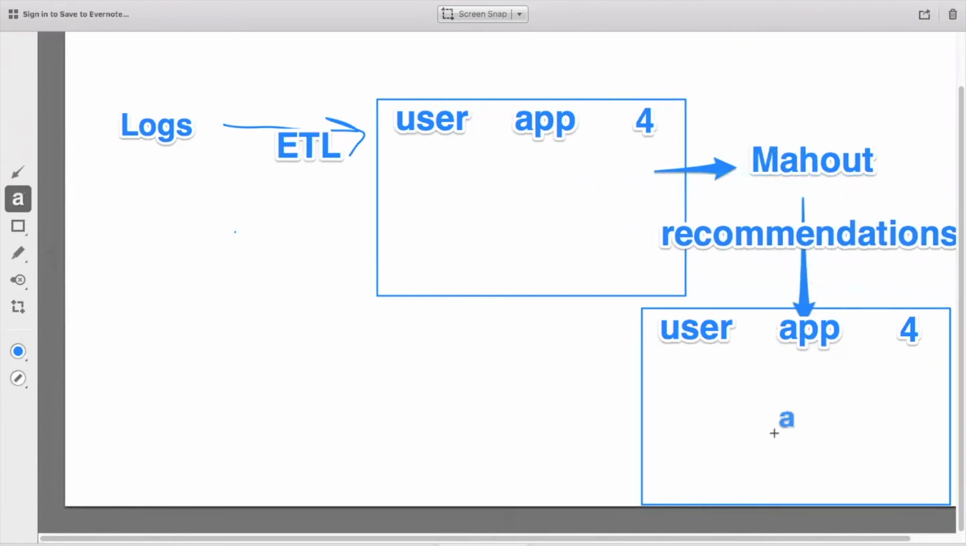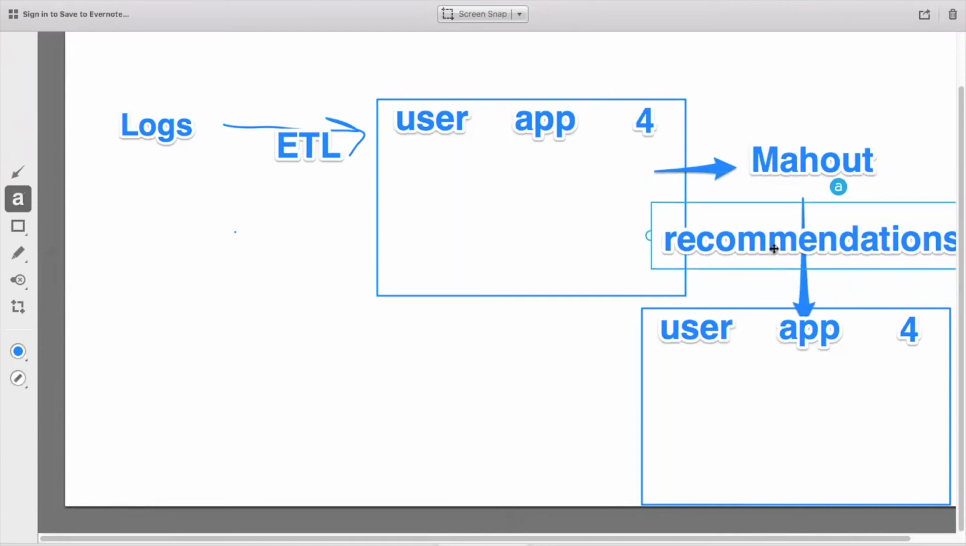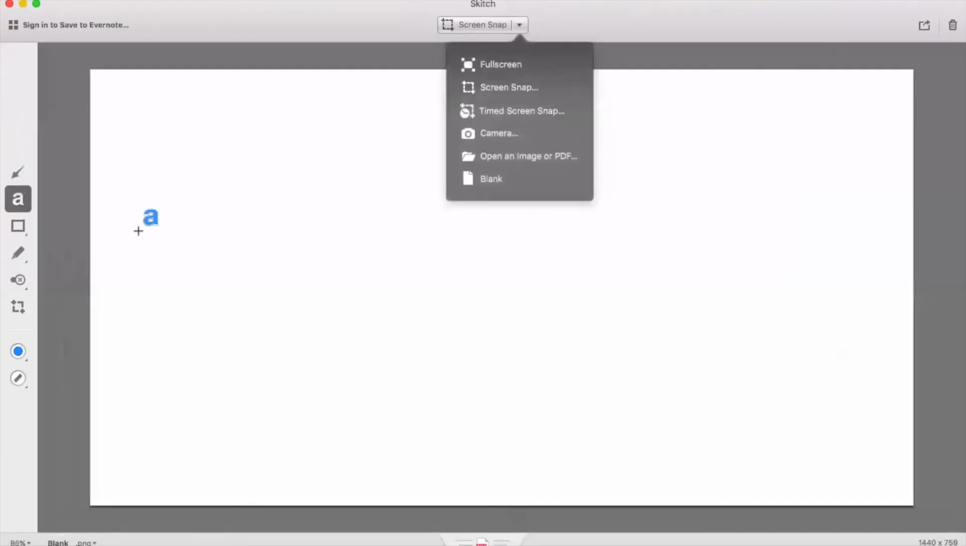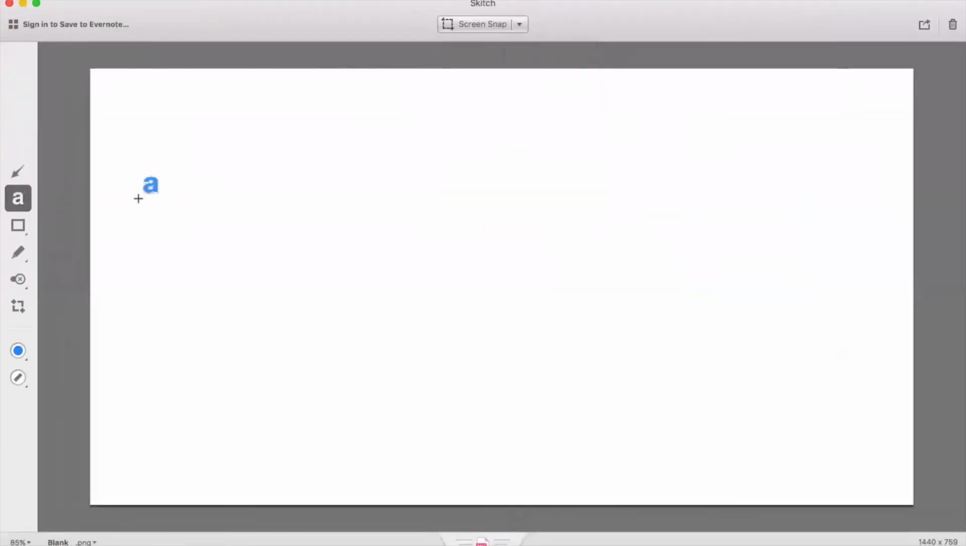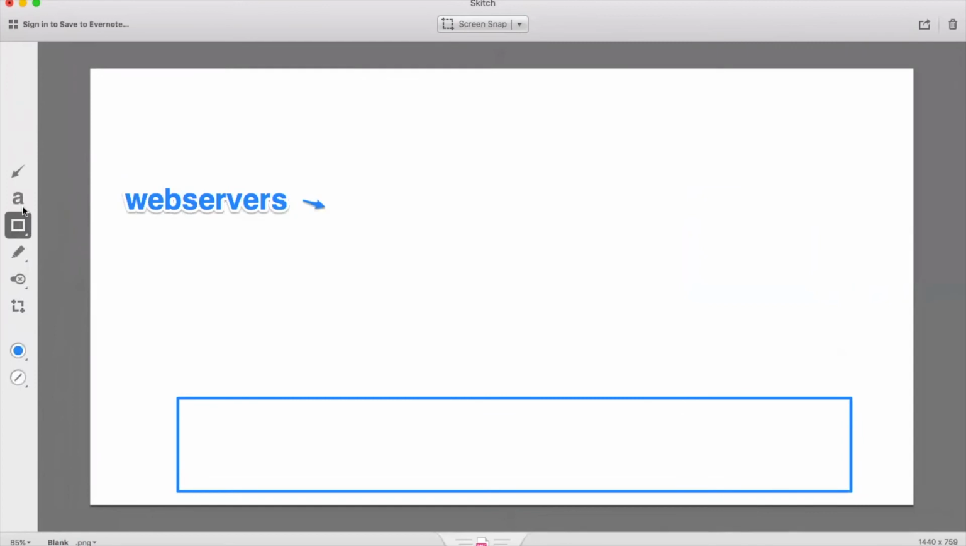All right, so we have recommendations generated by Mahout. This is what we were doing at InMovie. Let me break it down again into another flow. Our data was coming from web servers using Flume. Let me draw a big HDFS. Okay, this is HDFS. So from the web servers, the data was going into HDFS using Flume.